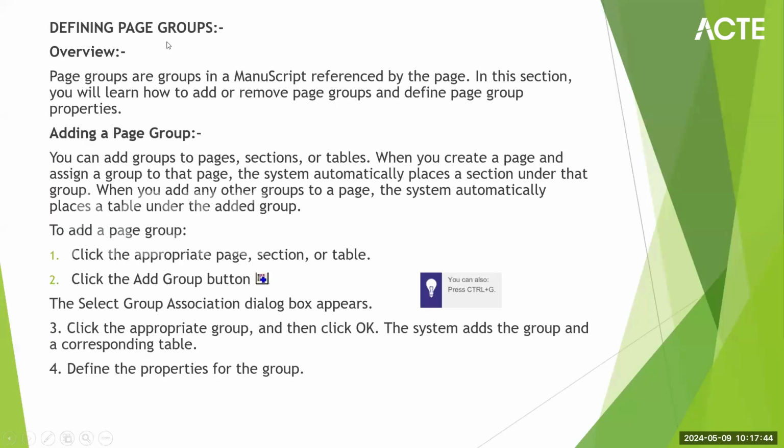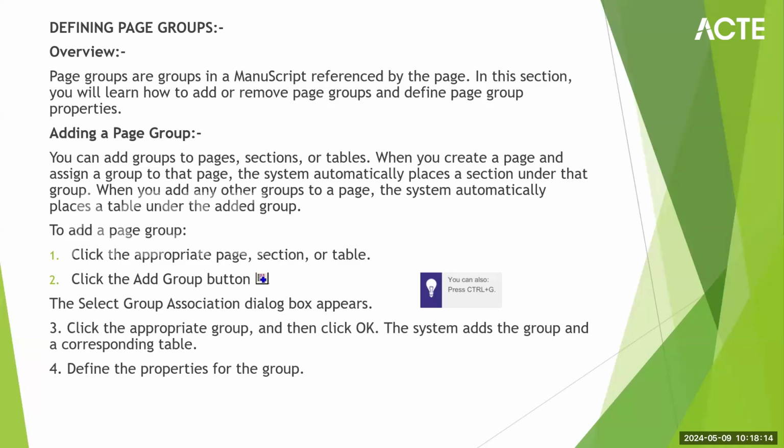Defining page groups. A page group is nothing but, for the pages you created, adding a group to be displayed on the UI for the particular screen, so that the field is displayed in a group format on the UI. Page groups are groups in a manuscript referenced by the page. In this section, you will learn how to add and remove page groups and define page group properties.